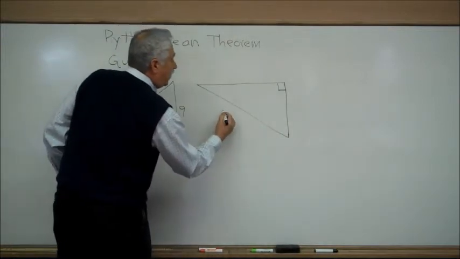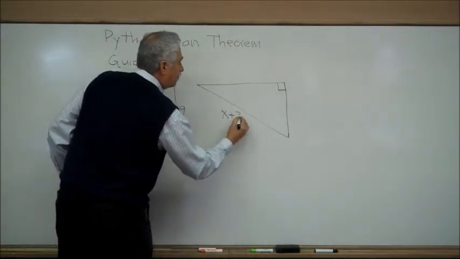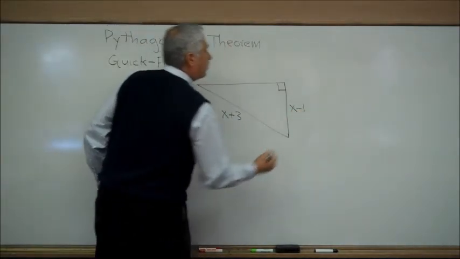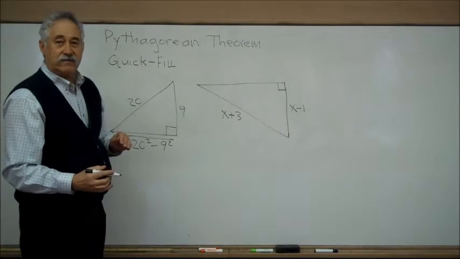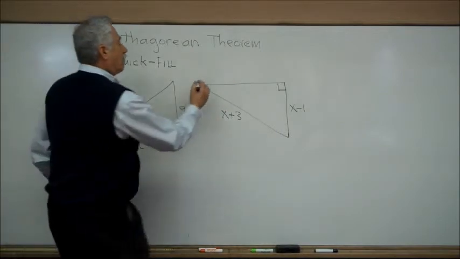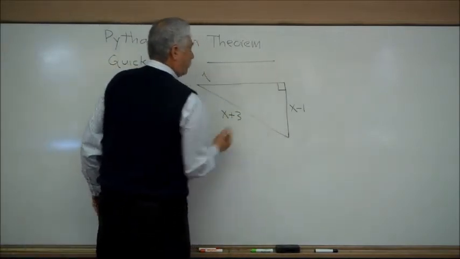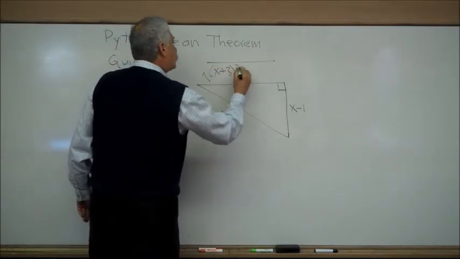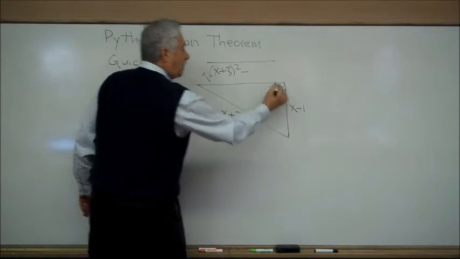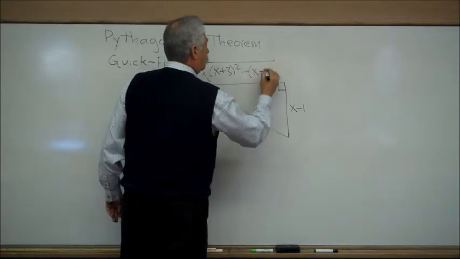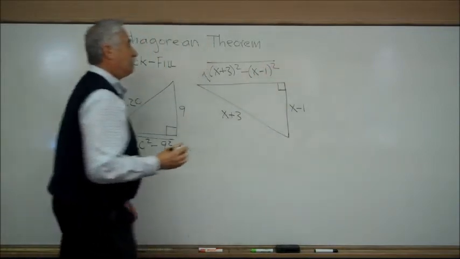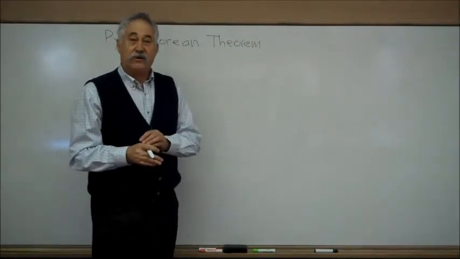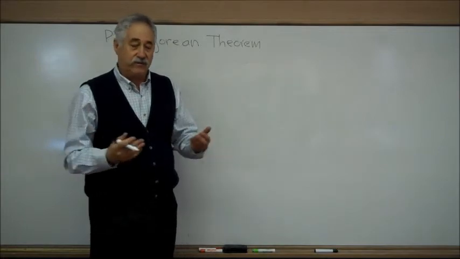You know that this side is x plus 3. You know that this side is x minus 1. You're looking for this leg. Quick fill, write the square root, take the hypotenuse and square it, subtract the other leg, square, and you're done.